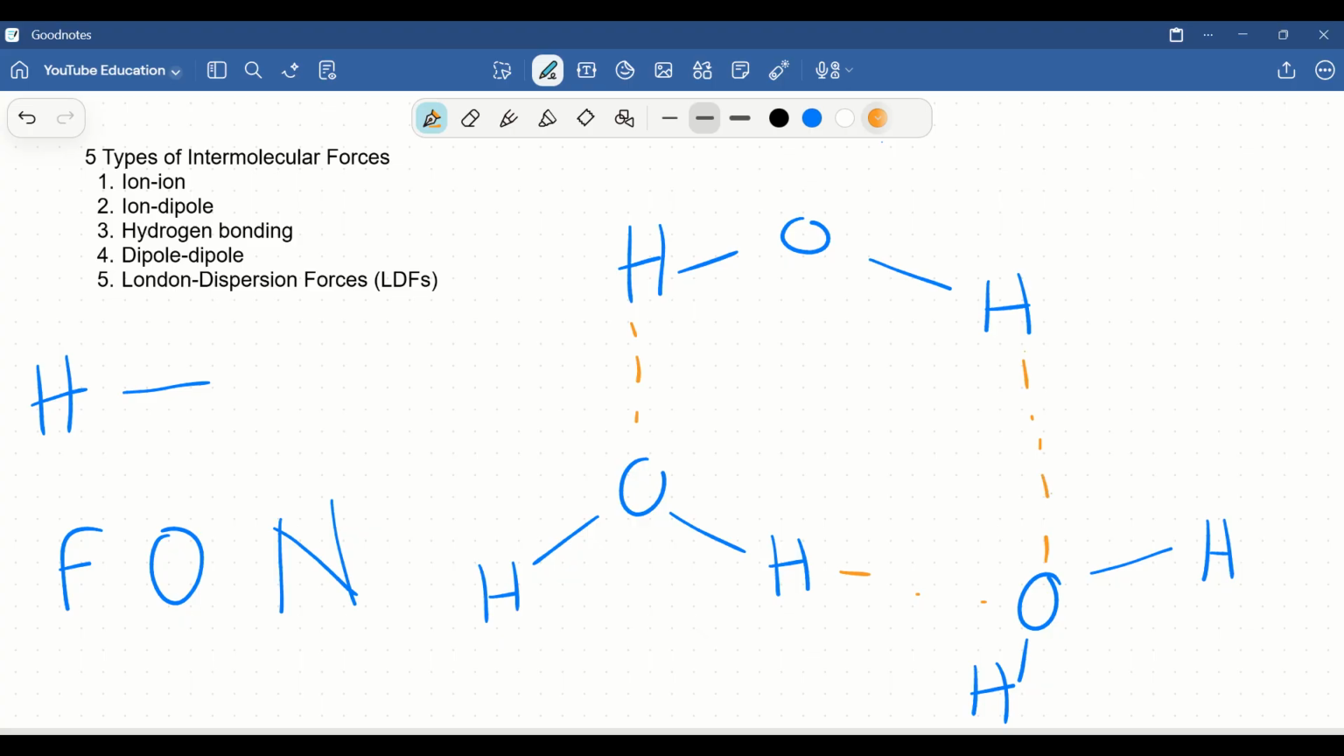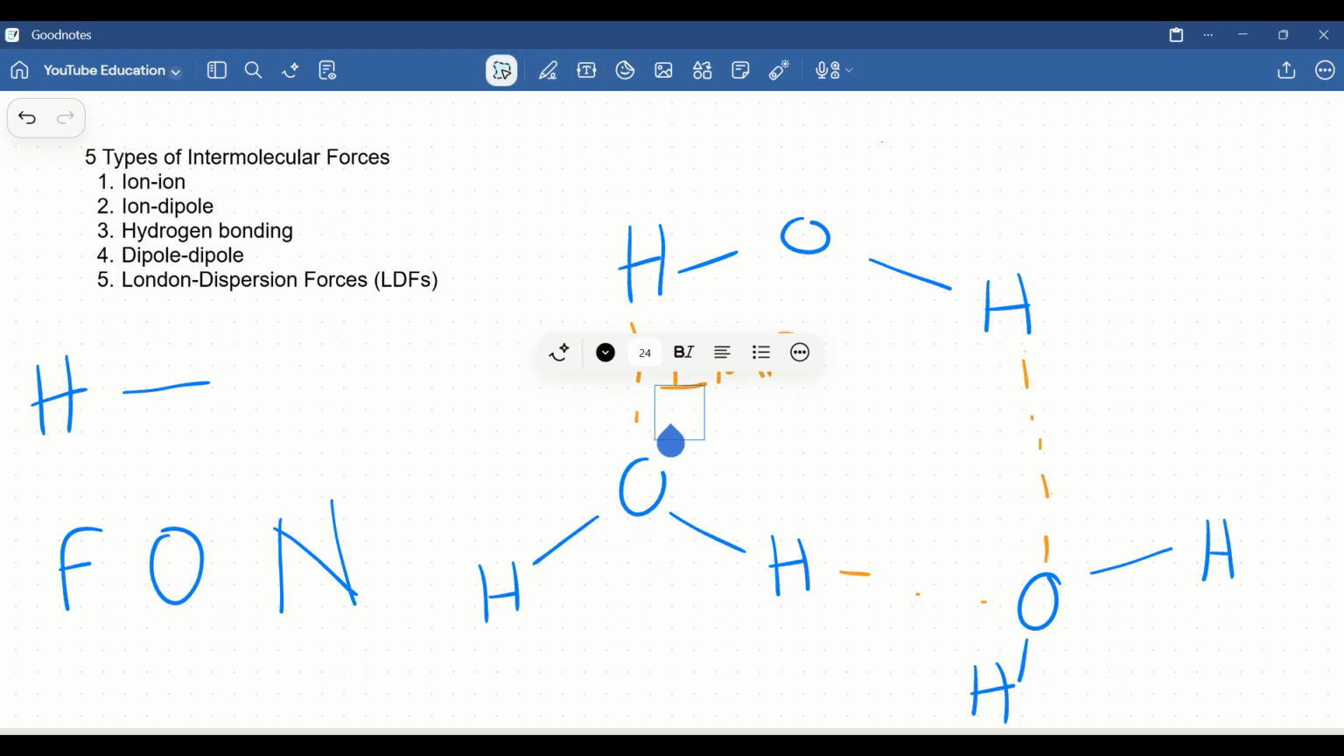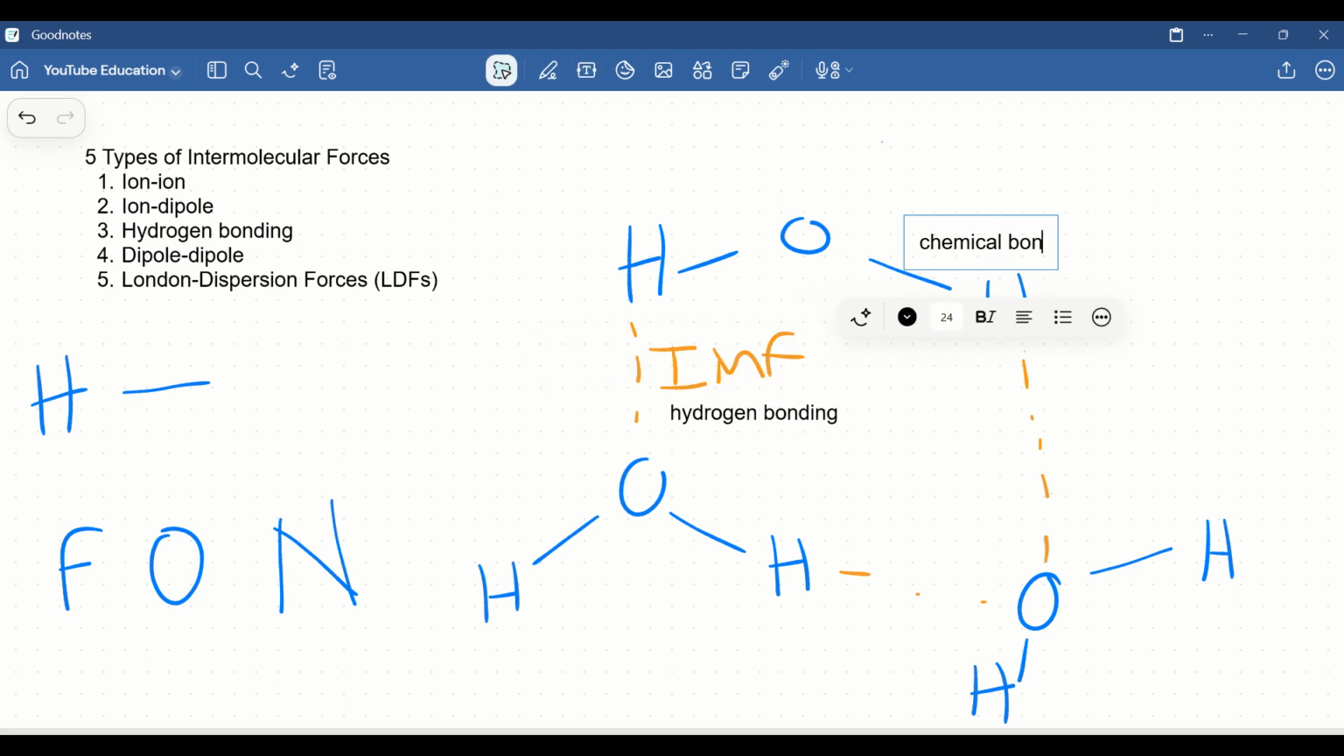And so now we can really see the difference between an intermolecular force and a bond, where we have molecules that are attracted to each other. That's an intermolecular force in orange. These are intermolecular forces, and this specific one again is called hydrogen bonding. And the blue dashes are the chemical bonds. And so these are chemical bonds up here.